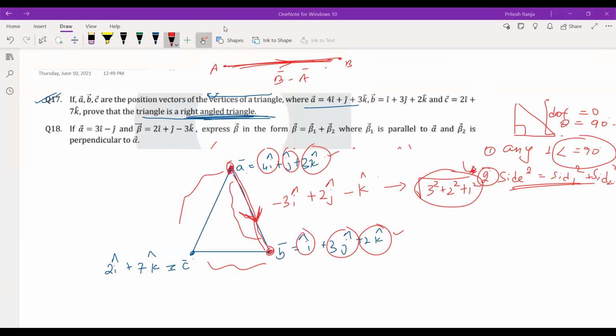Okay, then we will discuss number 18. If you take the dot of any vector, let us say a dot b, if I find, so a dot b will be 4 into 1, 1 into 3, plus 3 into 2. So this is not 0. Let us take another.